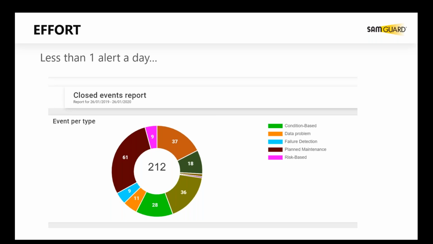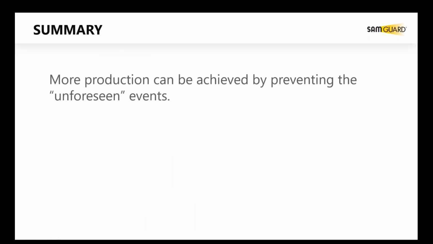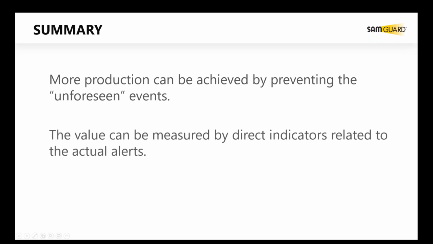Okay, so with that, I would like to conclude and summarize. We're sure and we know and we see from experience that more production can be achieved by preventing those unforeseen events. Those continuous improvements are very important, taking the plant to the next level of availability. But the measurement of this value must be done only by the direct indicators and not by the lagging ones, because only the direct indicators will bring you the really measured value, which is connected to the alerts that we're producing.